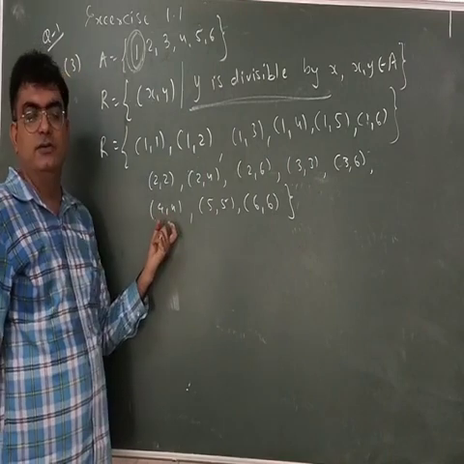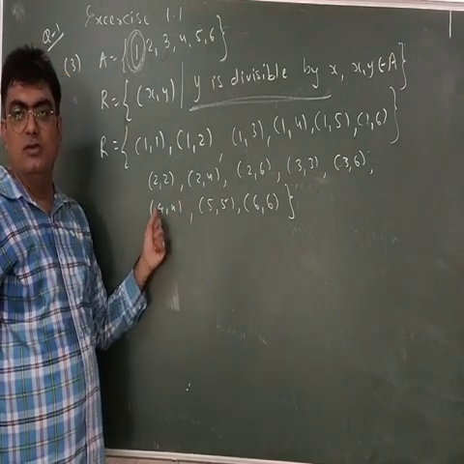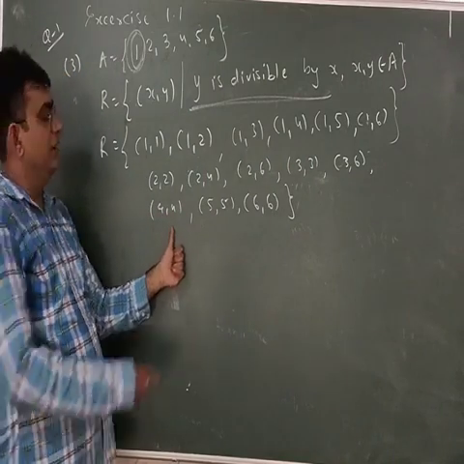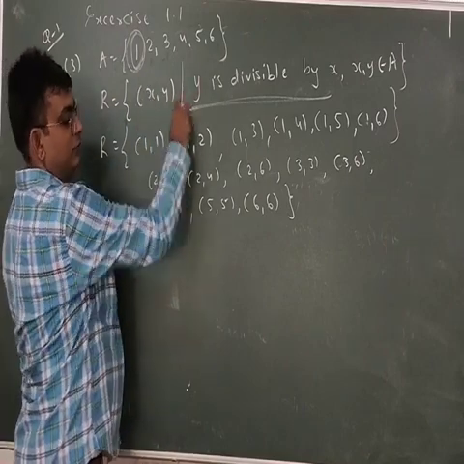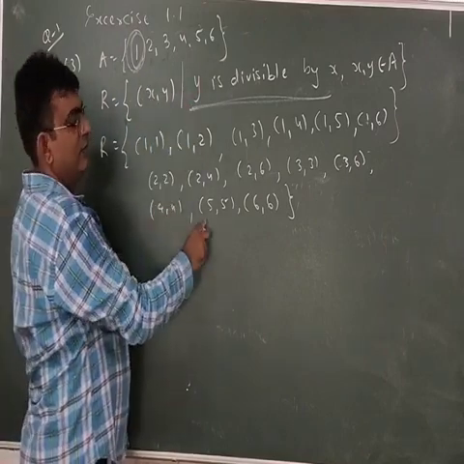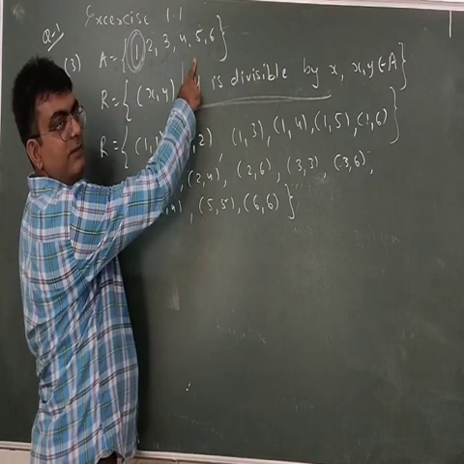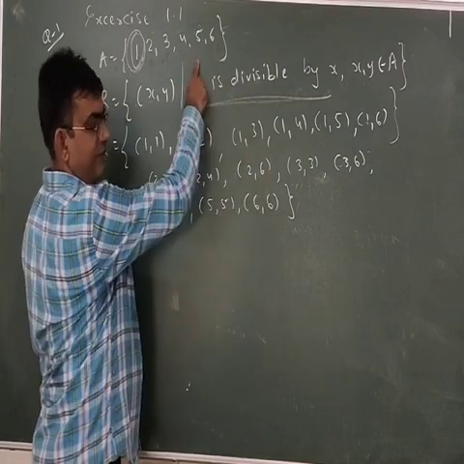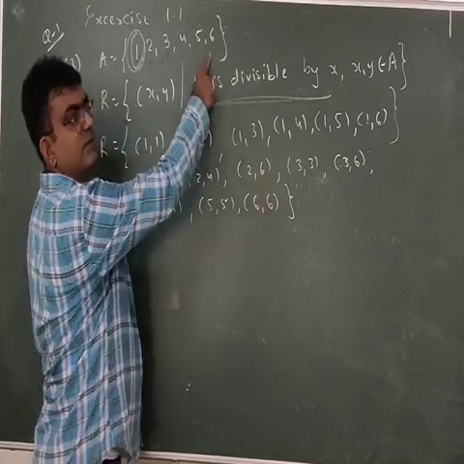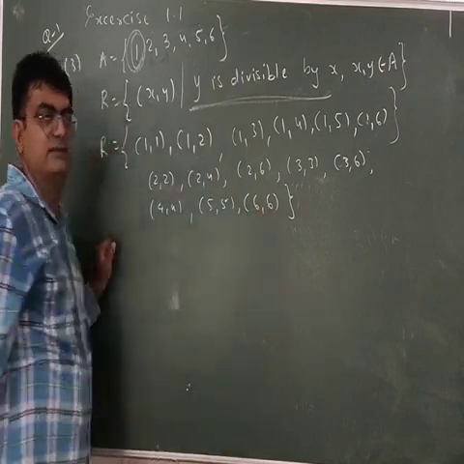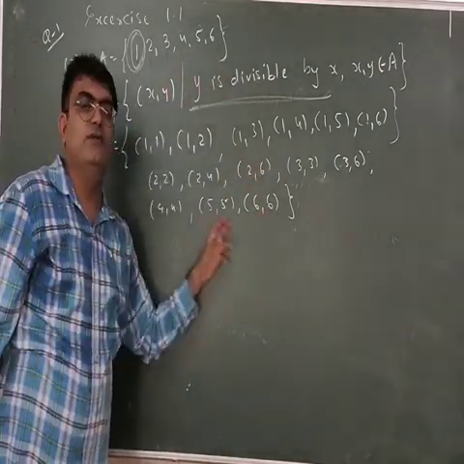Let us think of 4. 4 is a multiple of 4, so (4, 4) belongs to R. There is no other multiple of 4, so only (4, 4) belongs to R. Similarly, for 5, there is no other element which is a multiple of 5 except 5, and for 6, only 6 is the multiple of 6. There is no other multiple of 6. So these are the elements of R.